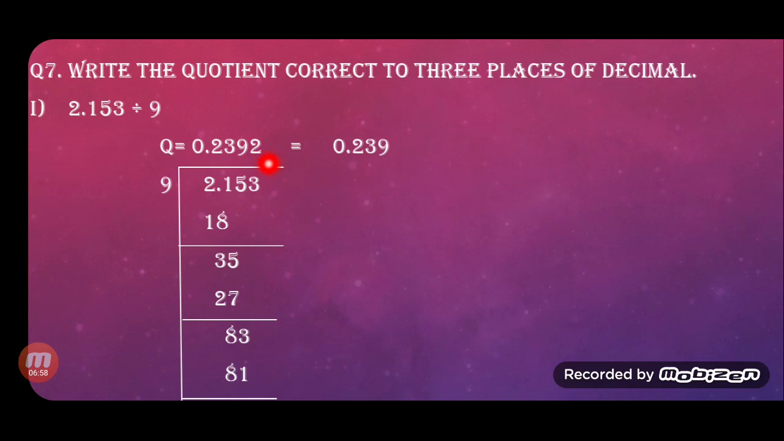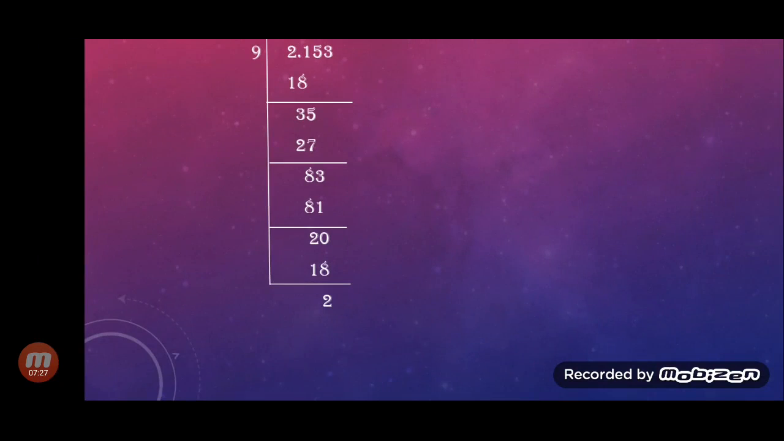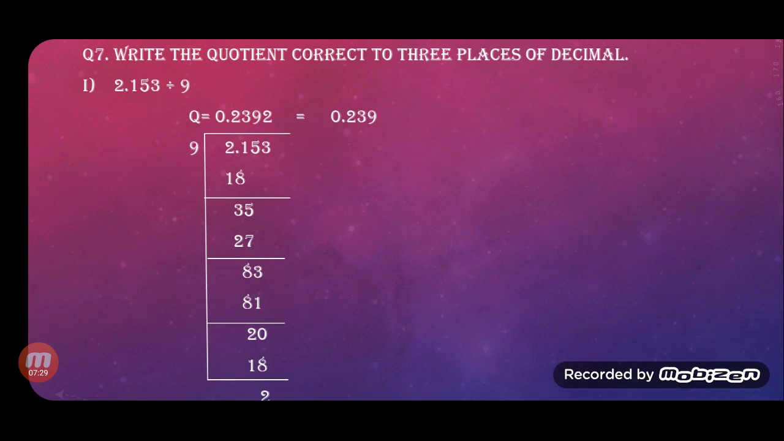If it is less than 5, you will not change anything in the rounding off number. So 2 is less than 5, so we will not change any number, and the rest of the digits we will drop. So 9 we will not change anything, and after the rounding number we will drop all these digits. So 2 we will not write. Quotient is 0.2392 and the rounded off number is 0.239. Right, children? I hope you understood all these things, children.